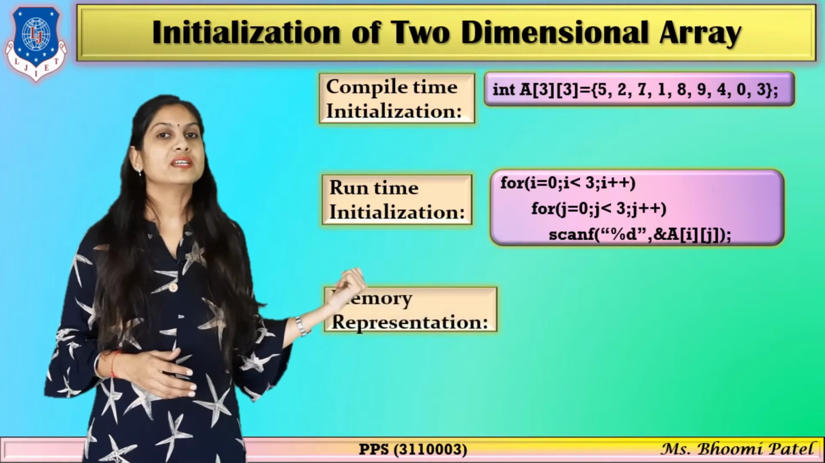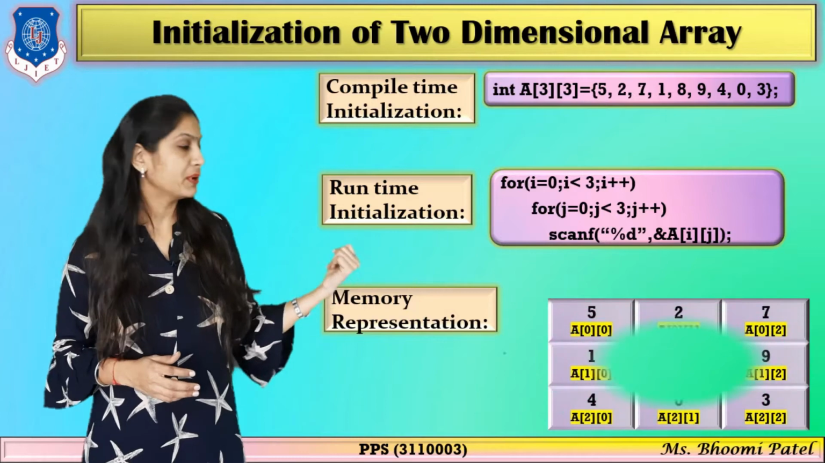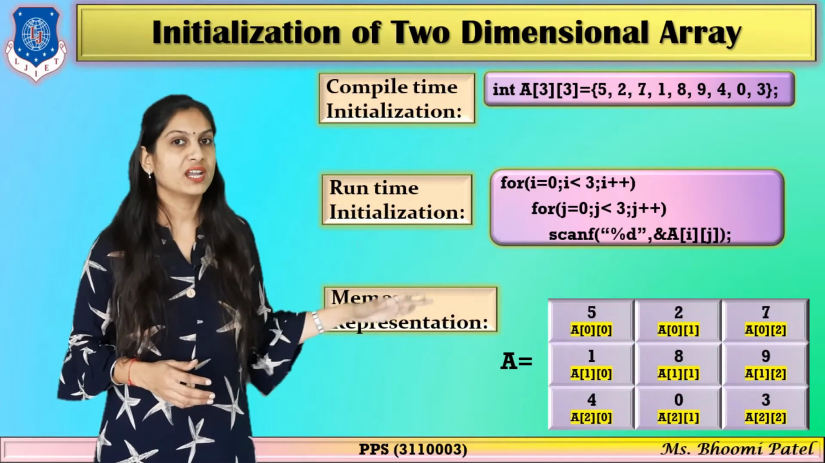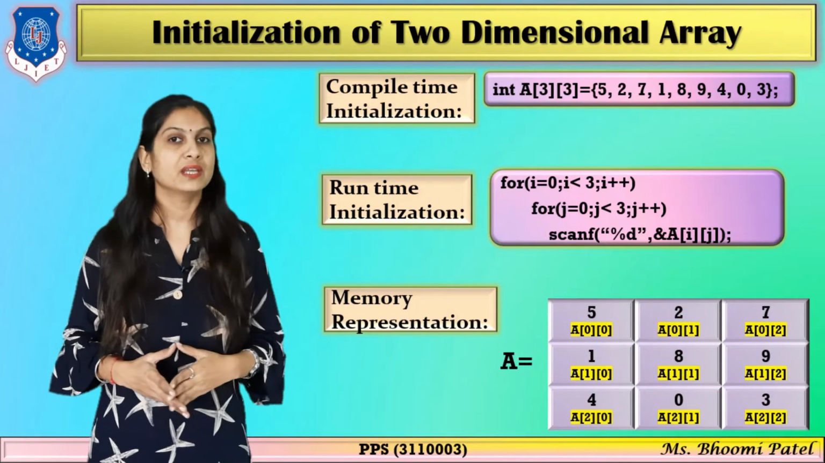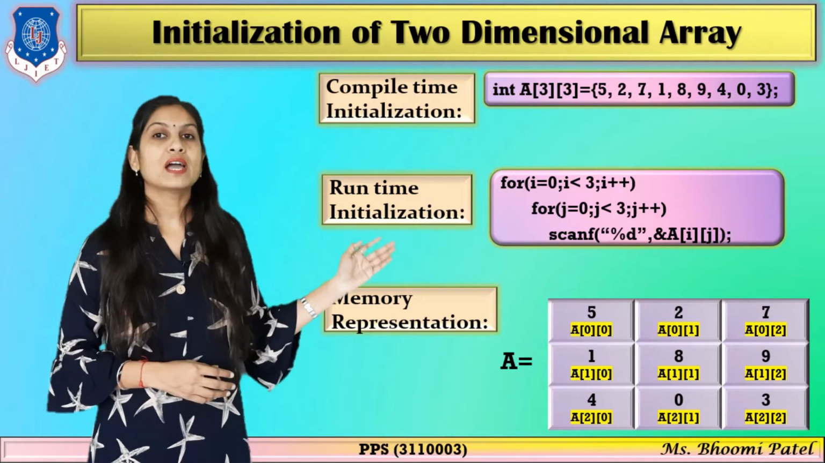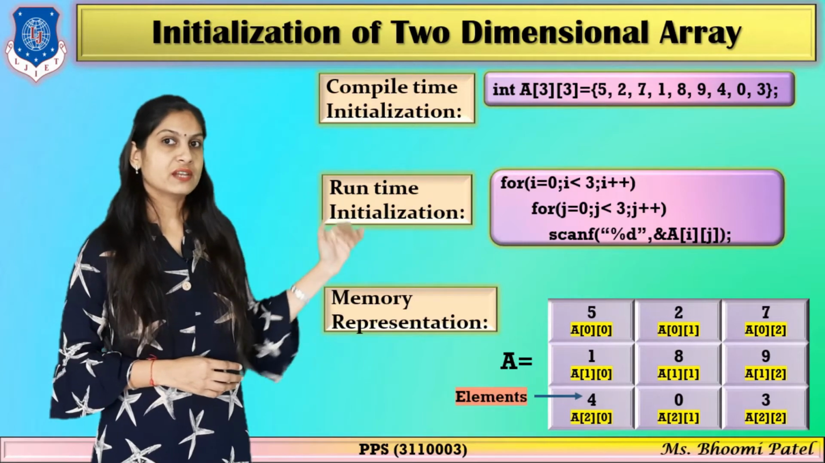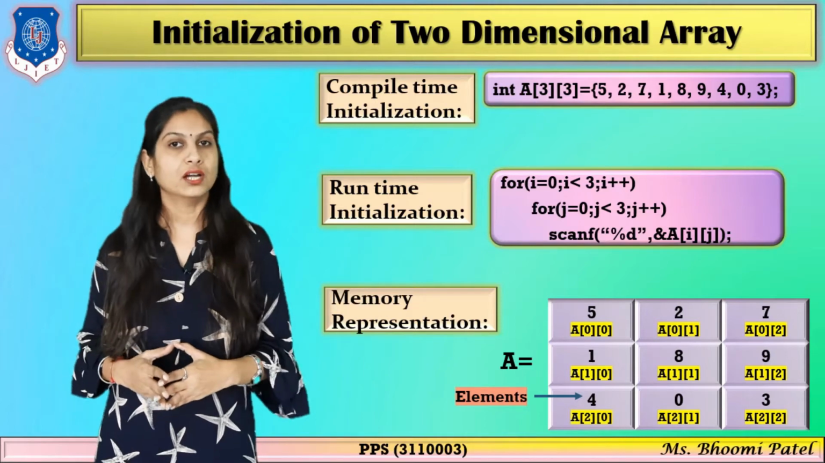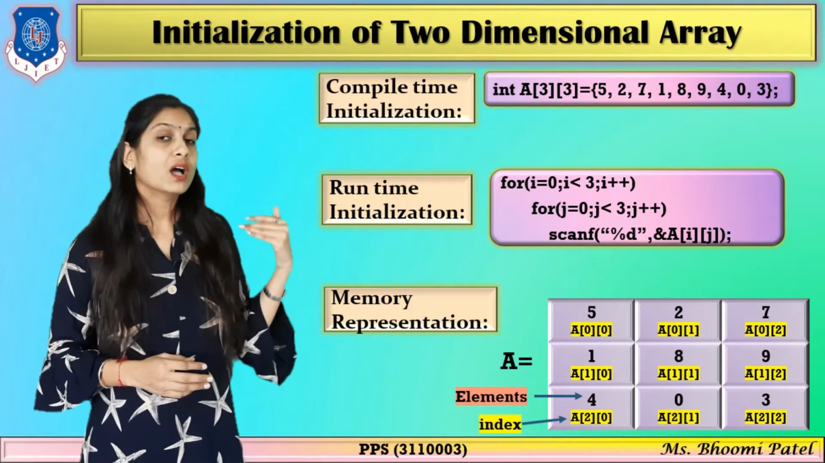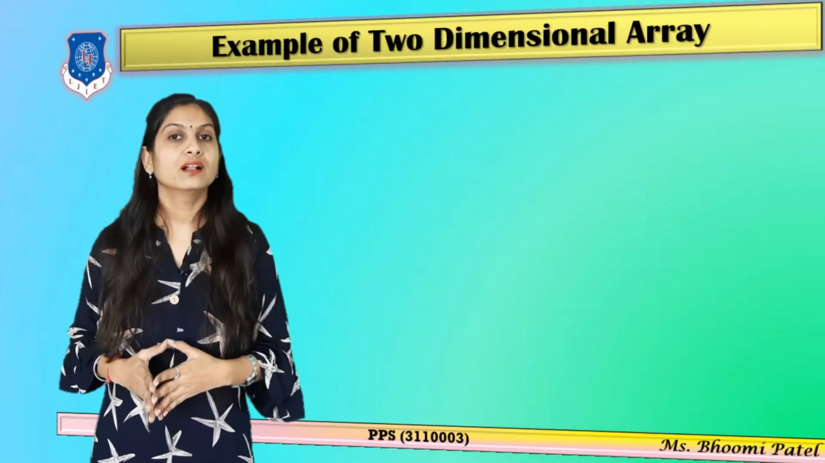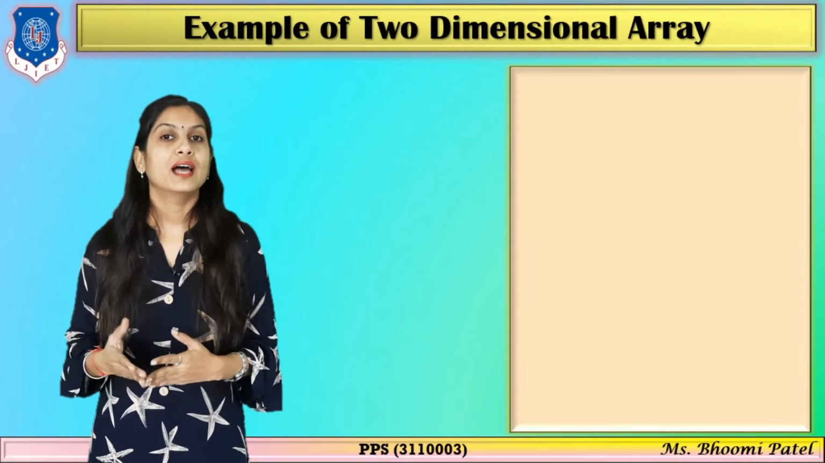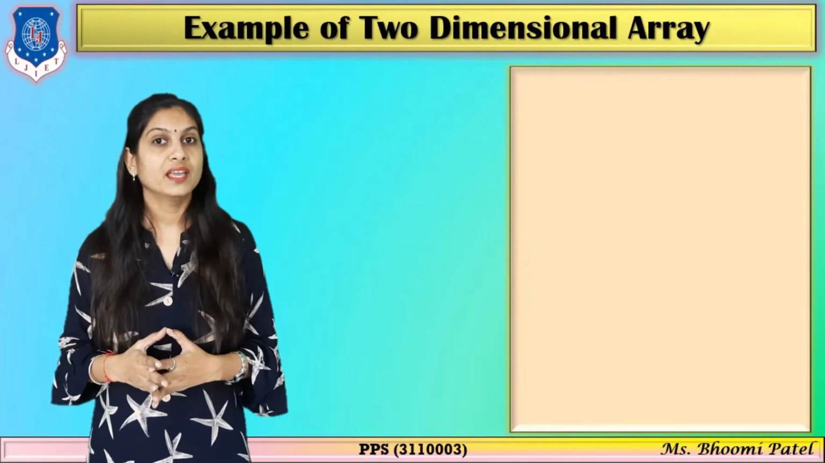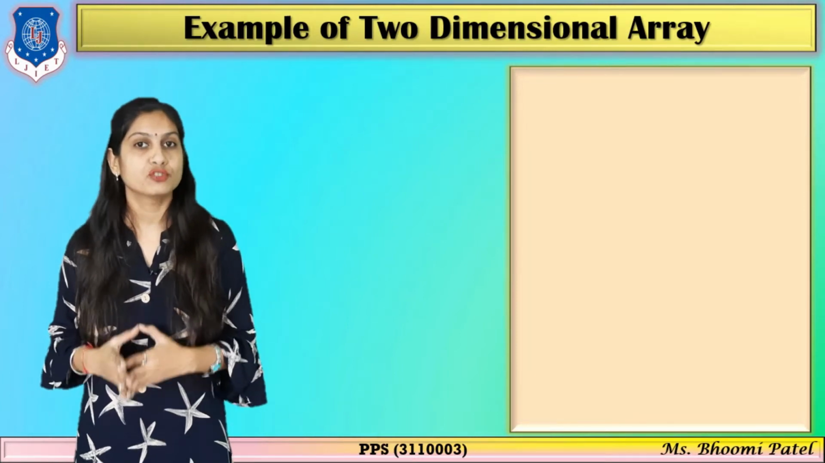Then the memory representation is the same as previous, only we put the values of compile time initialization, that is 5 2 7 in the first row, then 1 8 9 in the second row and 4 0 3 in the third row. Clear? Now just see the example, the same to print the array elements, but here the array is of type two-dimensional.